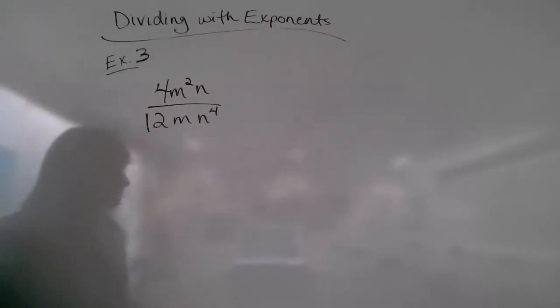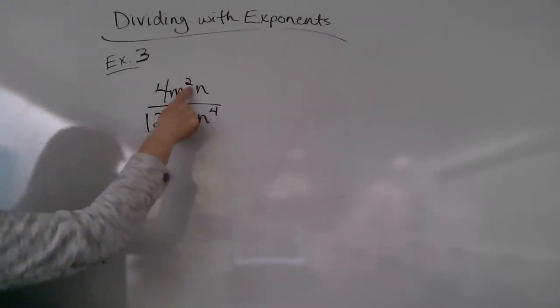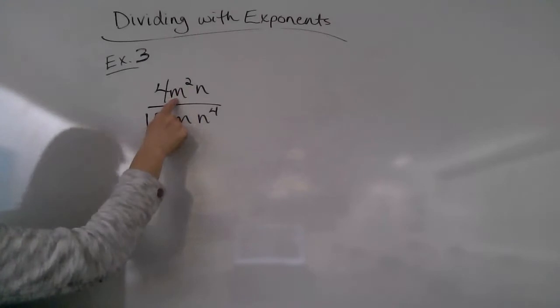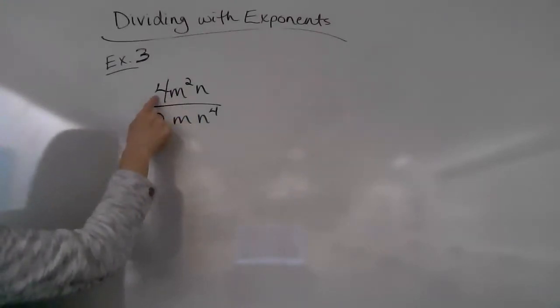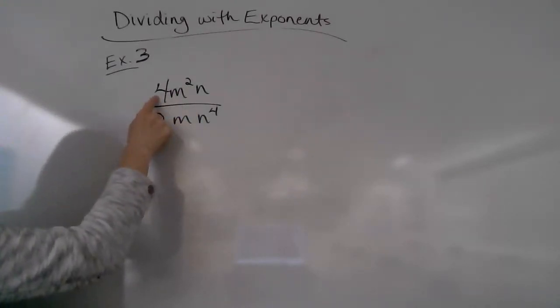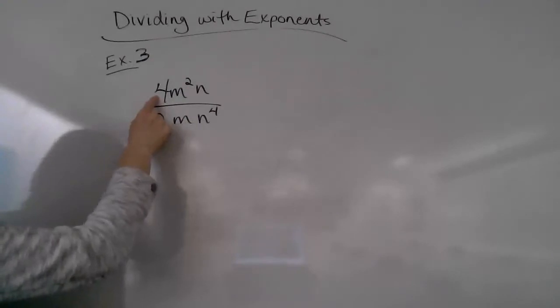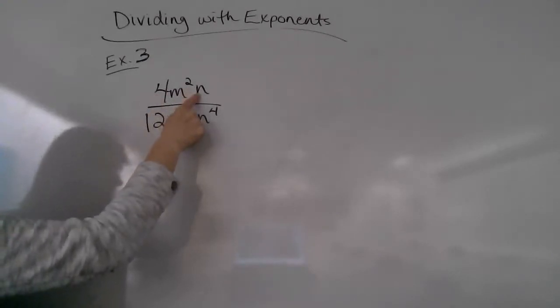All right, example 3. Now we're mixing in some numbers. In our numerator, we have 4m squared n, and in the denominator, we have 12mn to the fourth. Remember, this power of 2 is next to the m, and it only affects the m. It is not next to the 4, does not affect the 4. This does not become 16. N is also not affected by that power.